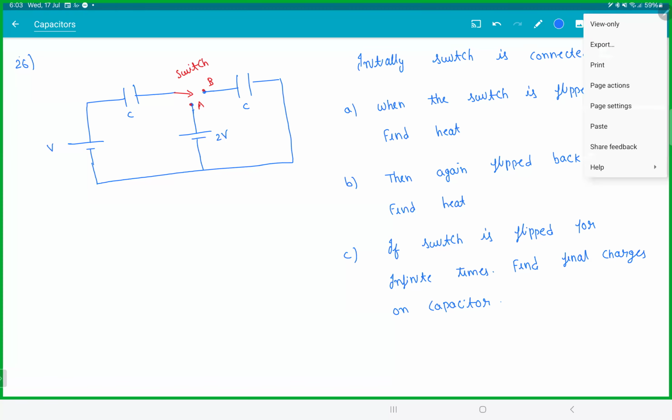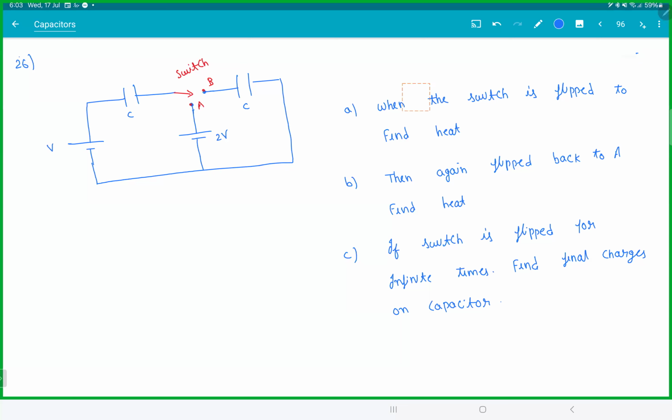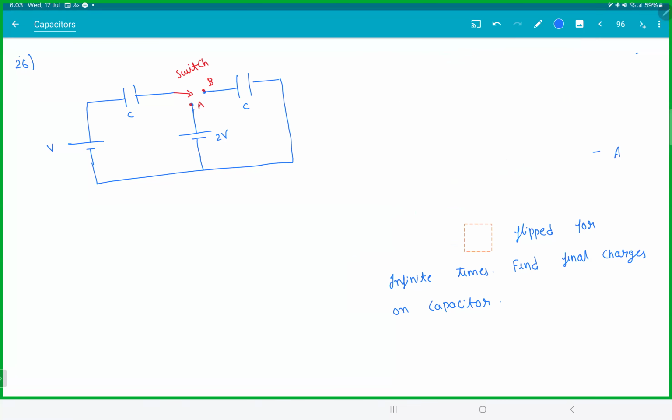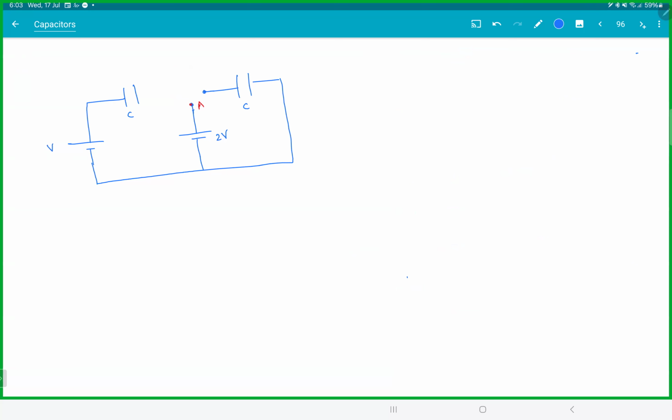Let's see the first part. So always draw the circuit first of all. When the switch is connected to A, this guy is useless. It is just hanging in air. You can clearly see a single capacitor. So this charge will be CV, and this charge will be minus CV.